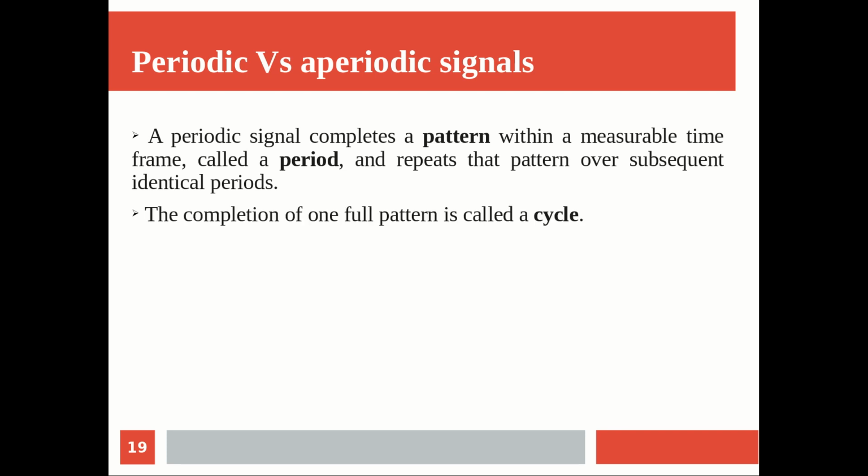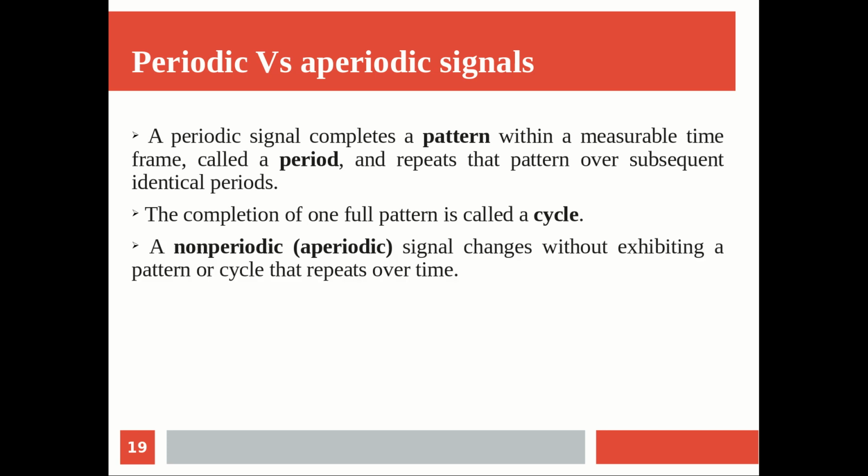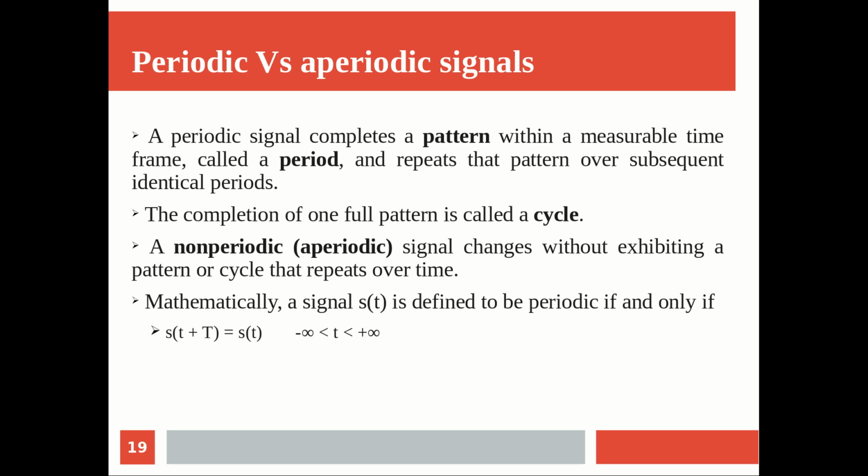Okay. The completion of one full pattern is also called a cycle. So, how much time it takes to complete a cycle, that is the period of the entire signal. When it comes to a non-periodic or aperiodic signal, it changes without exhibiting a pattern or a cycle that repeats over time. Previously we saw an aperiodic signal where there is no pattern at all to repeat.